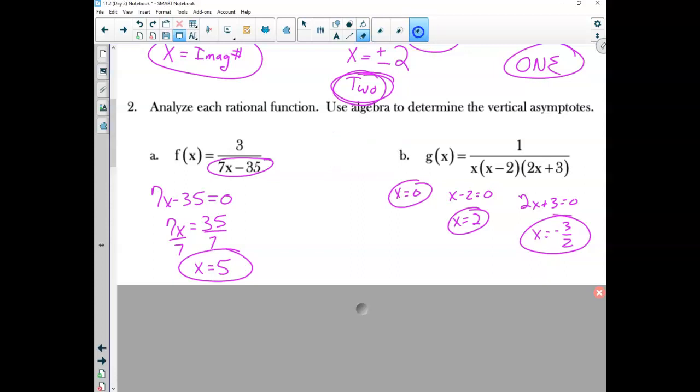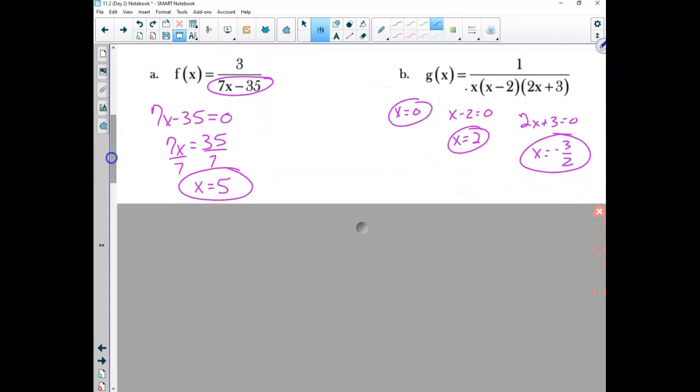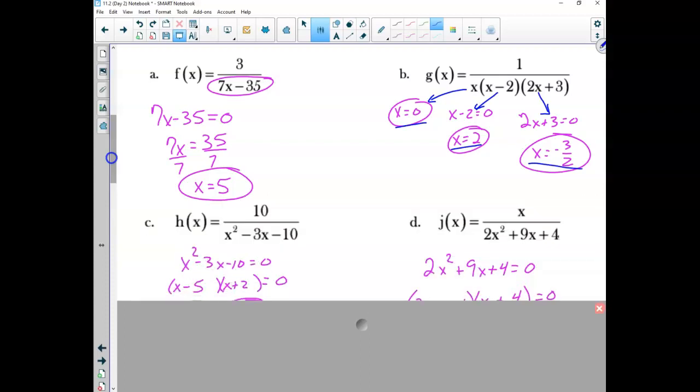And what I can see here in part B is my denominator is already factored, so all I do is I set each factor equal to 0, and I solve it, and whatever it solves to is a vertical asymptote. See, that one's going to have 3. That one would be fun to graph. And then we're moving on to C.